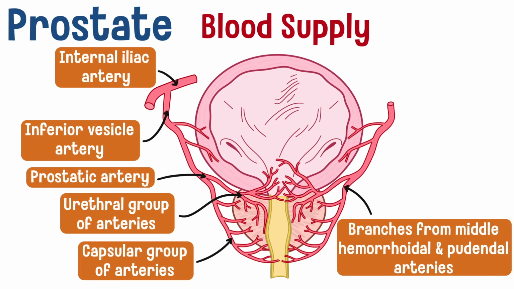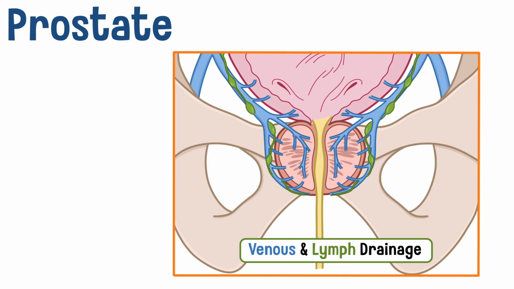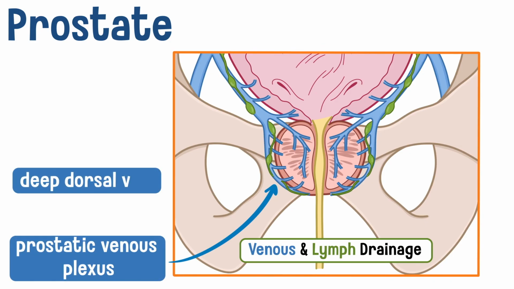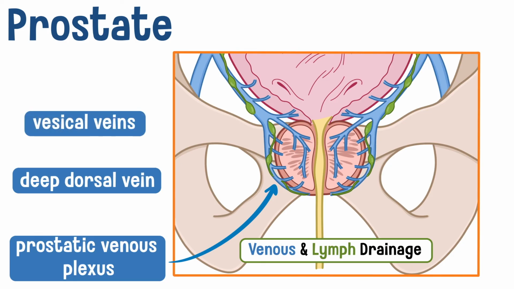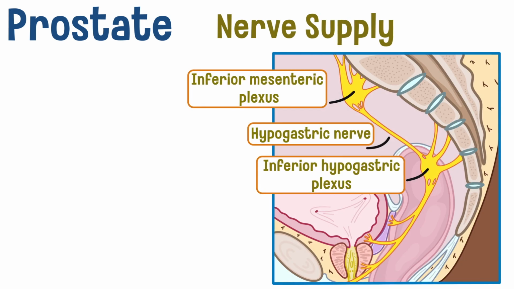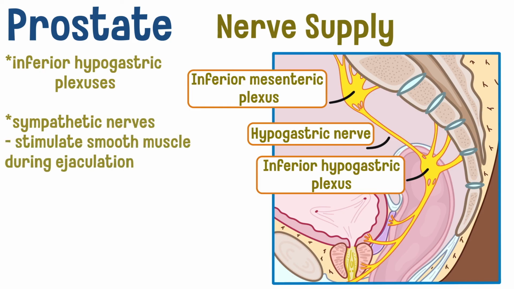The prostate is supplied by branches of the inferior vesical and middle rectal arteries, each a branch of the internal iliac artery. The veins form the prostatic venous plexus, which lies outside the capsule of the prostate. The prostatic plexus receives the deep dorsal vein of the penis and numerous vesical veins, and drains into the internal iliac veins. The lymph drains to the internal iliac nodes. Branches of the inferior hypogastric plexus innervate the prostate. The sympathetic nerves stimulate the smooth muscle of the prostate during ejaculation.